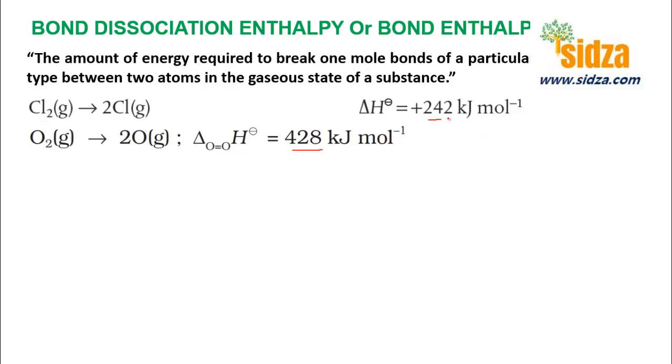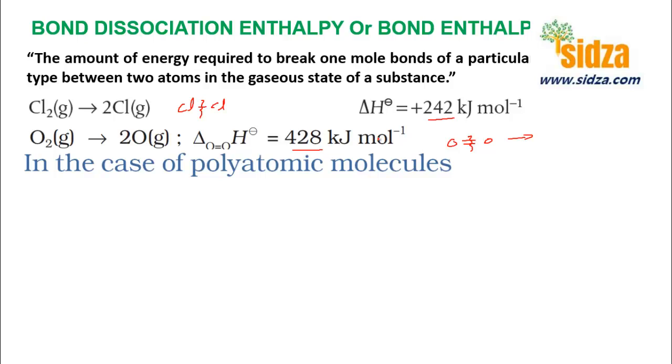For chlorine it is 242 kilojoules per mole. That means for chlorine, if you want to break a chlorine-chlorine bond, for 1 mole of this type of bond you need 242 kilojoules. And for oxygen, if you want to break the oxygen-oxygen double bond, for 1 mole of this type of bond you need 428 kilojoules. So that's why it is 428 kilojoules per mole. This is a diatomic molecule, and you can easily find the bond dissociation energy of a diatomic molecule.